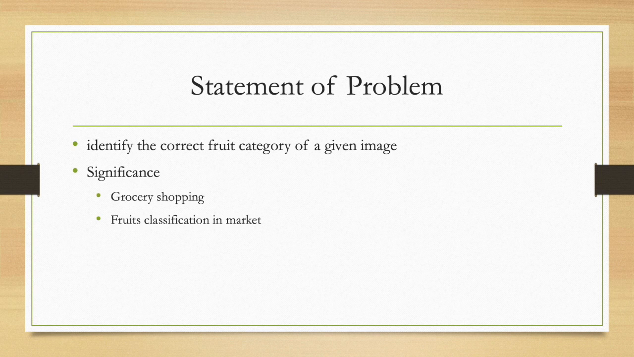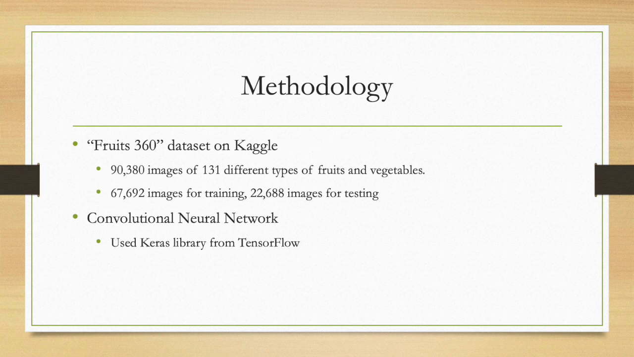The significance of this project is to provide a quick and reliable way to find out the exact type of fruits people are looking for when they're grocery shopping, or it can have business values if it's applied to fruits classification in the market. To conduct the experiment, our group used the Fruits 360 dataset from Kaggle. This dataset currently includes 90,380 images of 131 different types of fruits and vegetables.